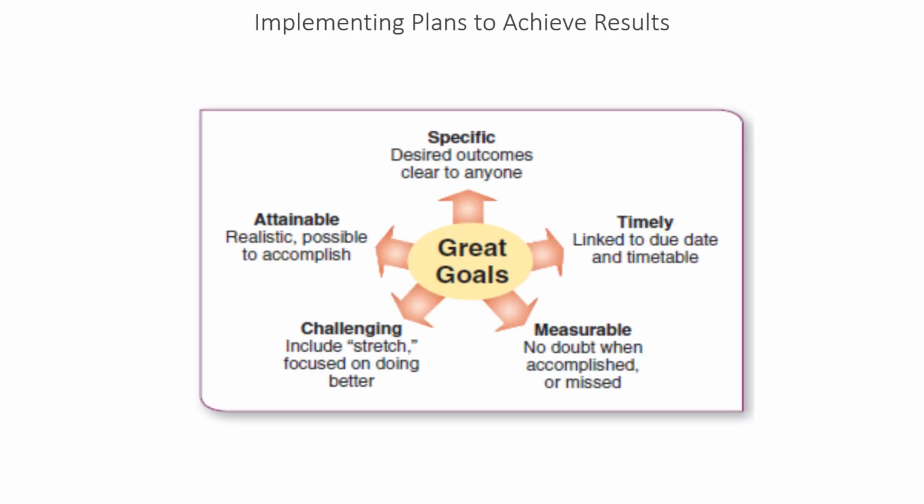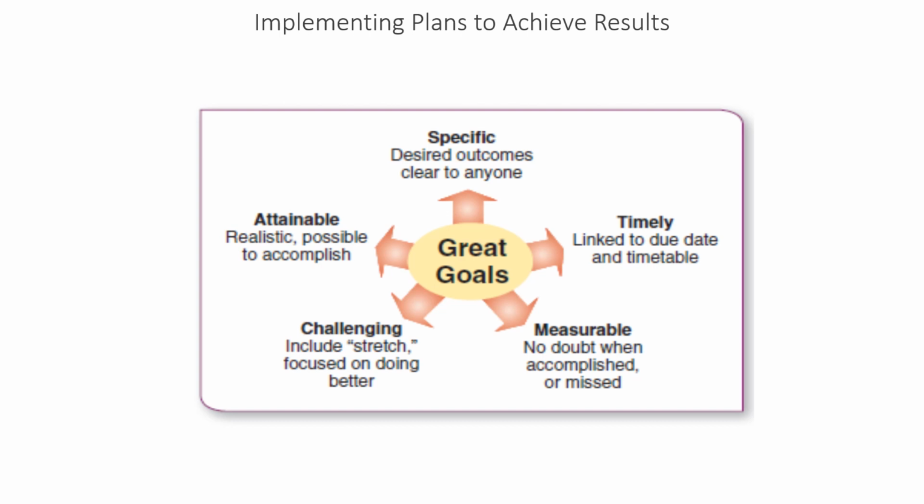Now, let us understand how we implement the plans to achieve the desired result. Absolutely, yes. Now, we have to be SMART. SMART stands for specific, measurable, attainable, realistic, and time-bound. So that is what the goal should be all about. Specific means the desired outcomes are clear to everybody. Everyone should know what the real state of affairs is and the future state that we aspire to move forward to.